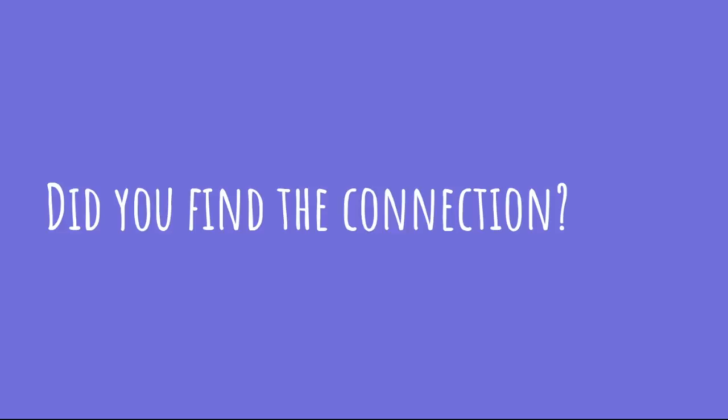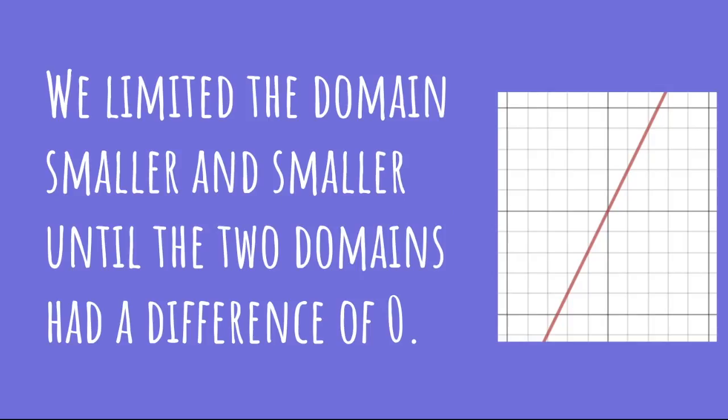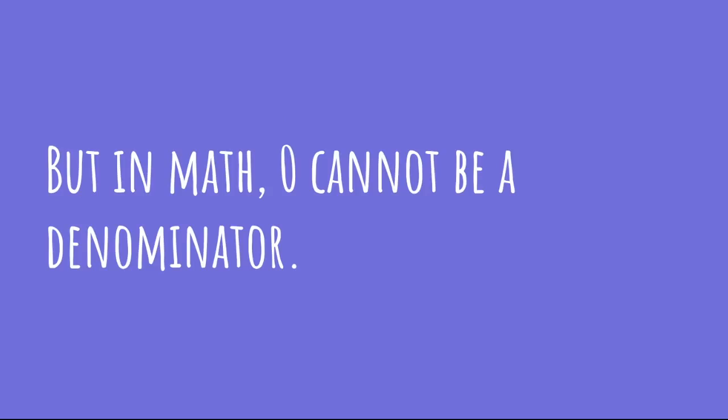Interesting. Did you find the connection between a derivative and limits? We limited the domain smaller and smaller until the two domains had a difference of 0. So we made it super close to 1. The upper domain could have been 1.01 and the lower could be 0.99. And if you keep on doing that until the very limit, until the two domains are super close to 1, then their difference is going towards 0 as well.